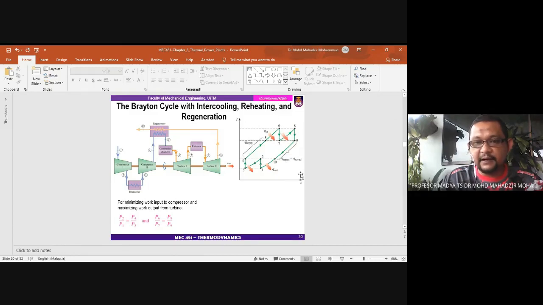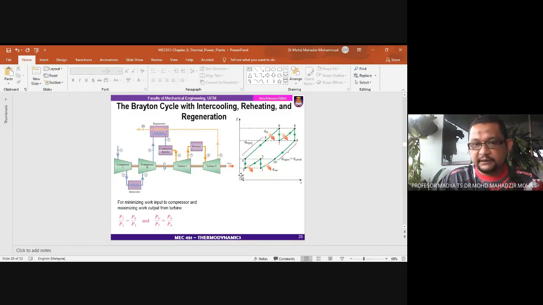This is a TS diagram for the Brayton cycle with intercooler, reheating, and regeneration. You have to remember how this process happens, and also how to draw the schematic diagram and the TS diagram. Another important thing is that we look at minimizing the work input to the compressor and maximizing the work output from the turbine.